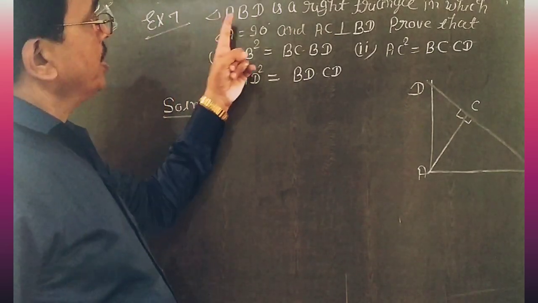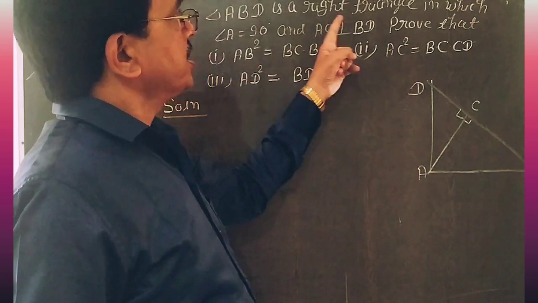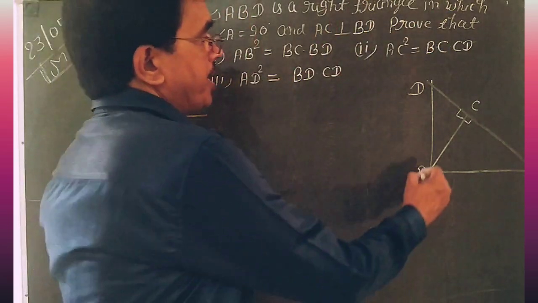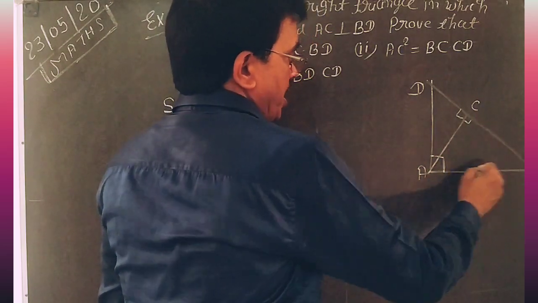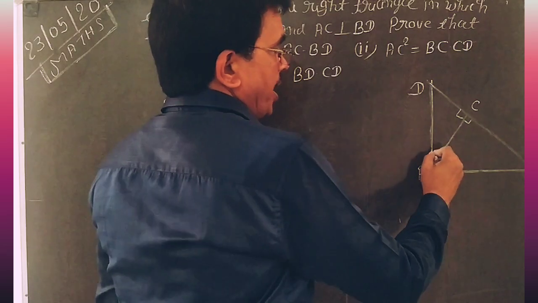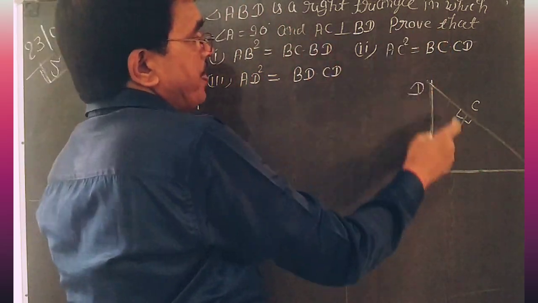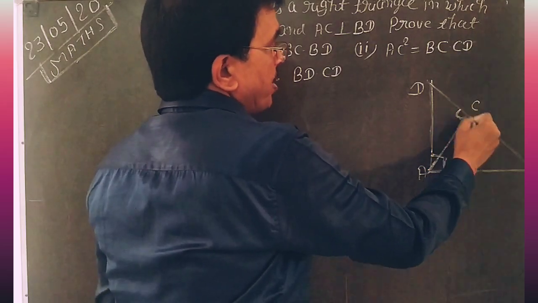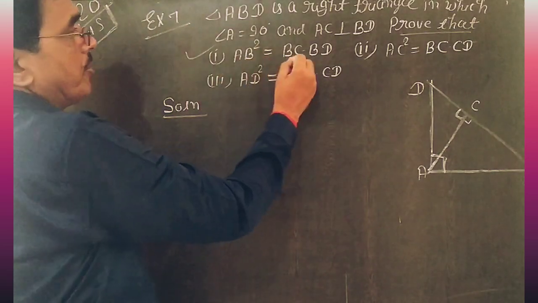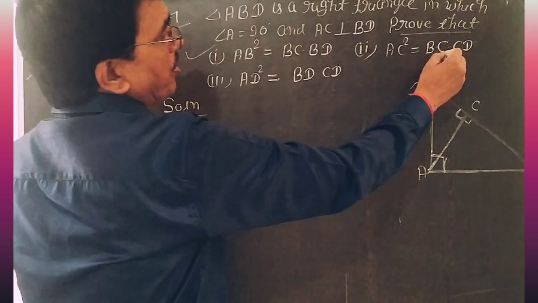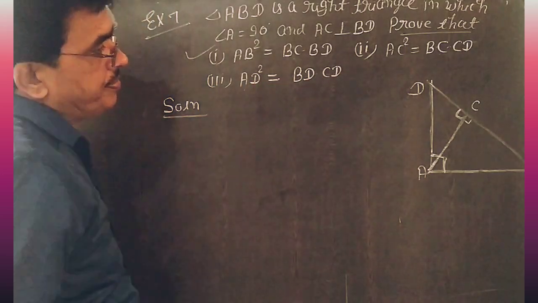Example 7. ABD is a right triangle in which A is 90. Triangle not ABC, triangle ABD is right angled at A and AC is perpendicular to BD. Then prove that AB square is equal to BC into BD, AC square is equal to BC into CD, and AD square is equal to BD into CD.